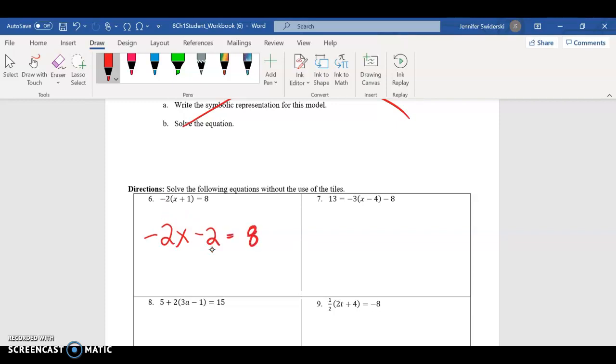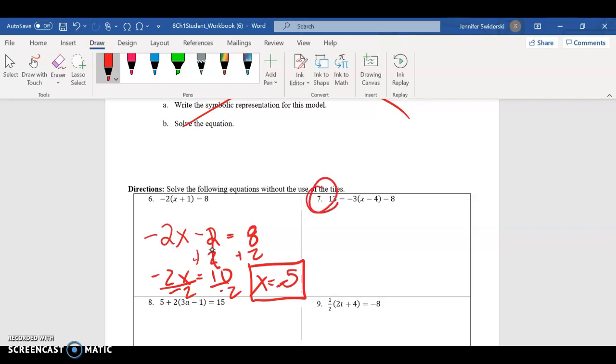Be careful with that negative sign out front. A lot of people just want to multiply the 2, but don't forget it's a negative 2. Okay, so then you add 2 to both sides. You get negative 2x is 10. Divide both sides by negative 2, so x has to equal negative 5. All right, I want you guys to try number 7 on your own.